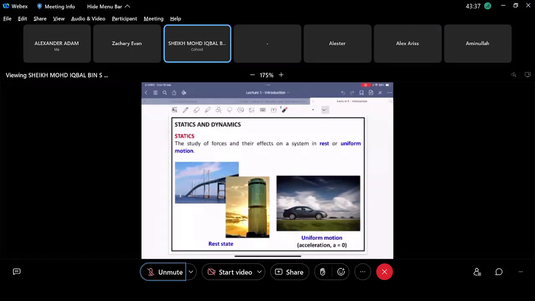It is also considered as statics, right? It's moving, but it's in uniform motion. The acceleration is zero, so we consider it as static as well.